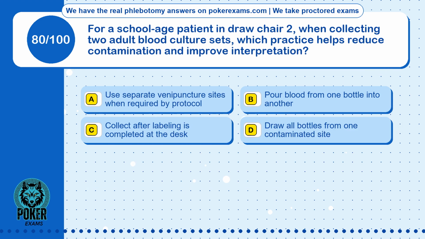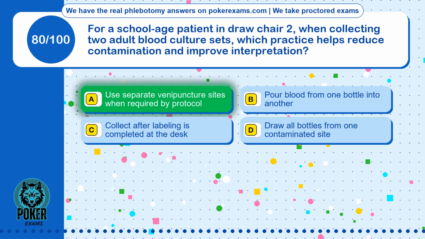Question 80. For a school-age patient in draw chair 2, when collecting 2 adult blood culture sets, which practice helps reduce contamination and improve interpretation? Option A. Use separate venipuncture sites when required by protocol. Option B. Pour blood from one bottle into another. Option C. Collect after labeling is completed at the desk. Option D. Draw all bottles from one contaminated site.